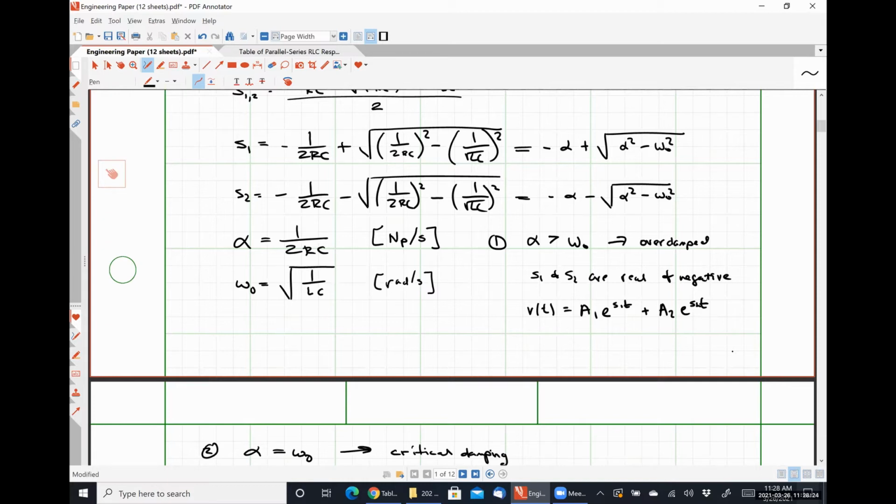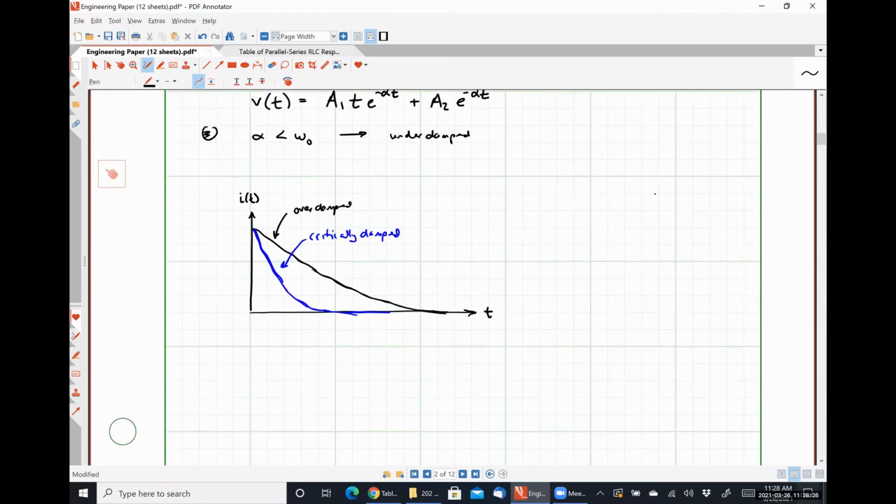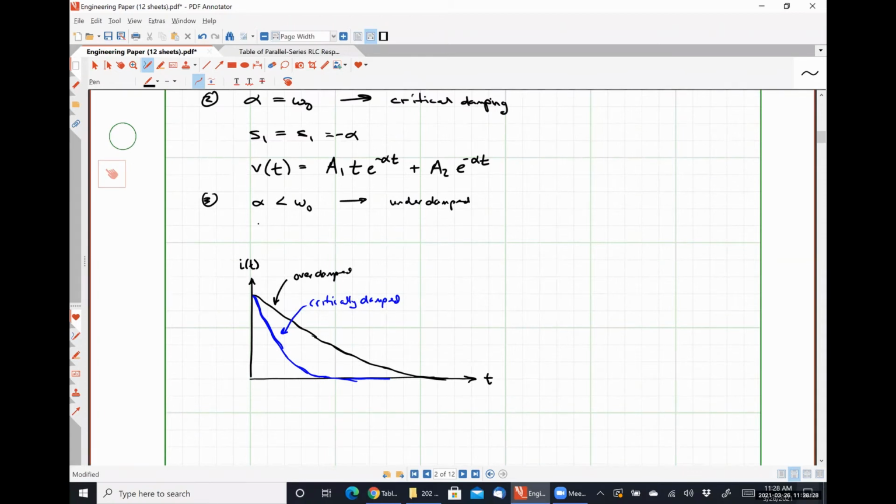So the natural frequencies are complex numbers where S1 is equal to the complex conjugate of S2. What that translates to is oscillations, okay?